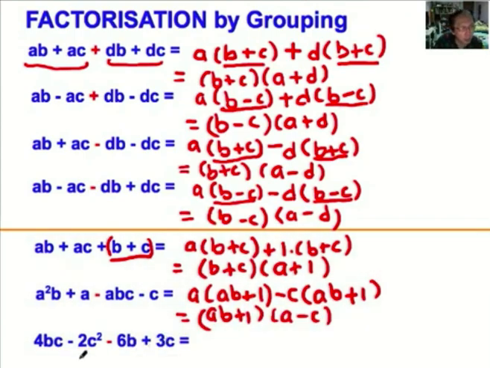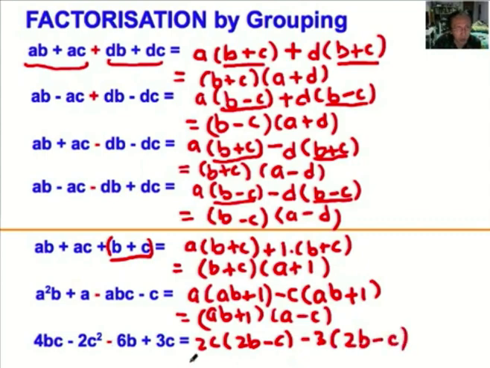In the last example, 2C is common. Taking out 2C, we have 2b minus c in brackets. In the second group, 3 is the common factor. The sign in the middle is negative. And we should have also 2b minus c in brackets. Factorizing out 2b minus c, we have 2c minus 3 in brackets.